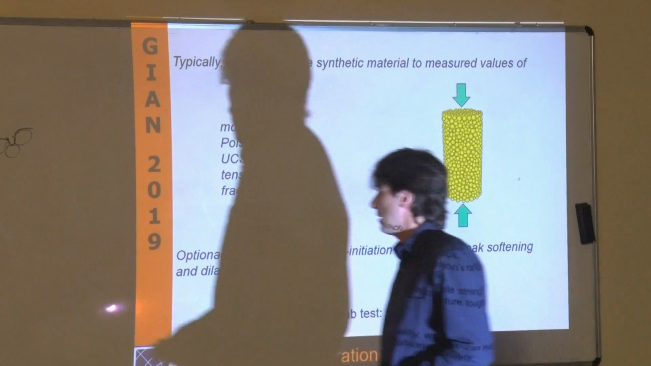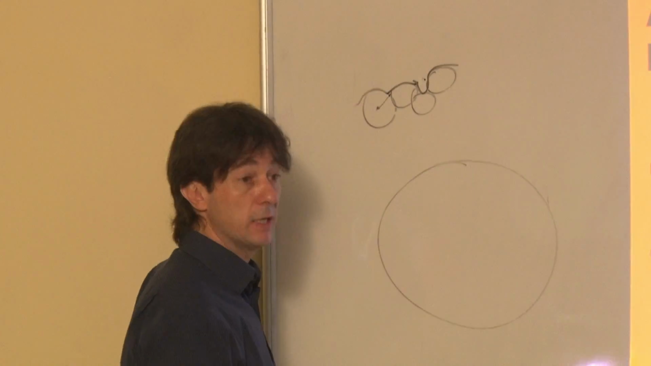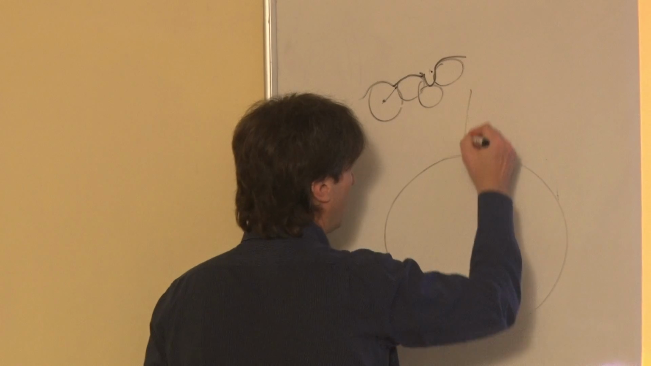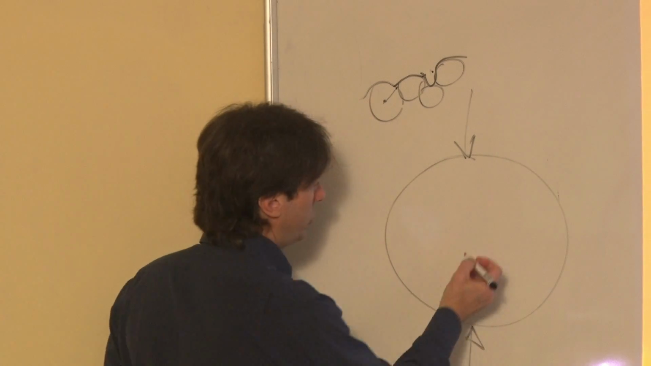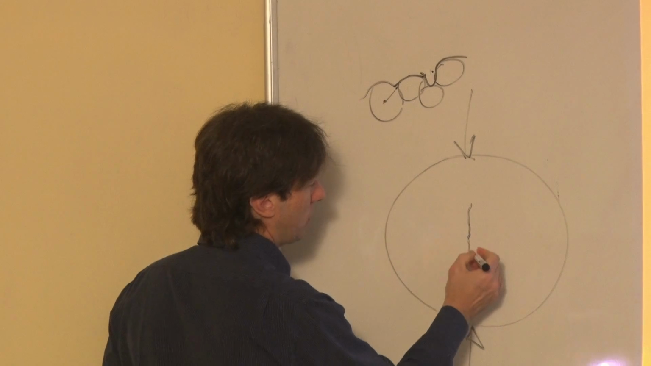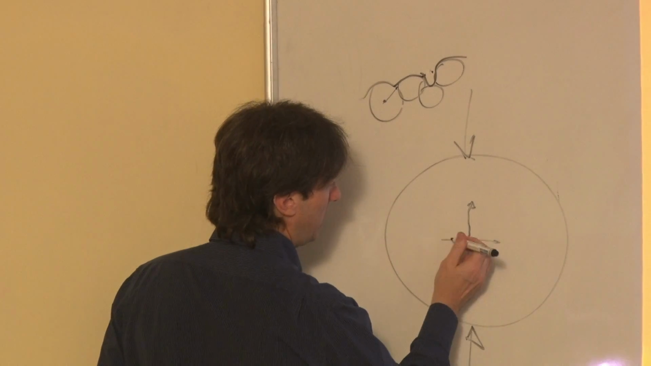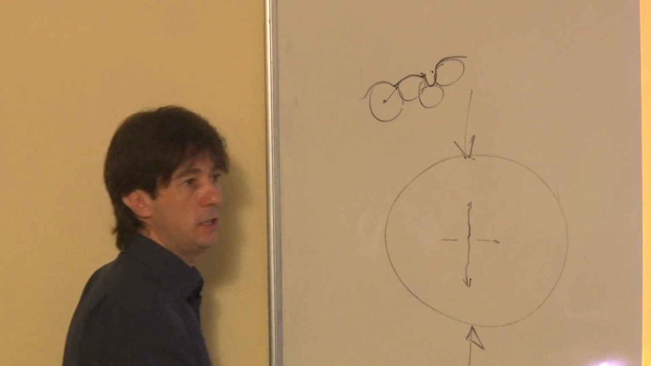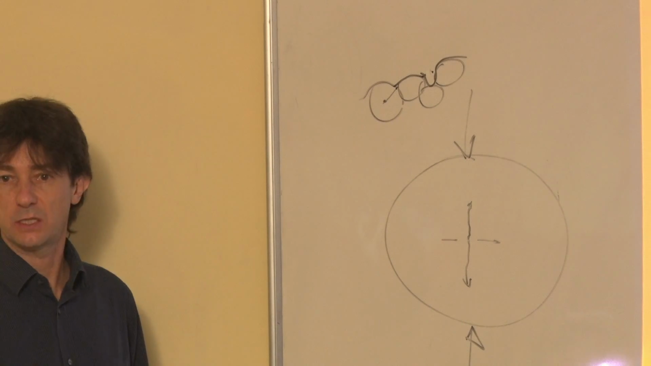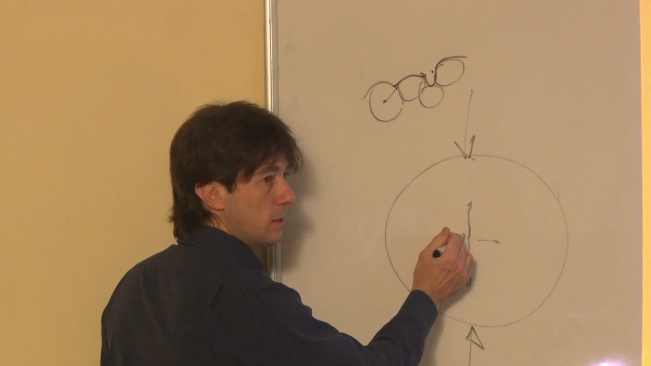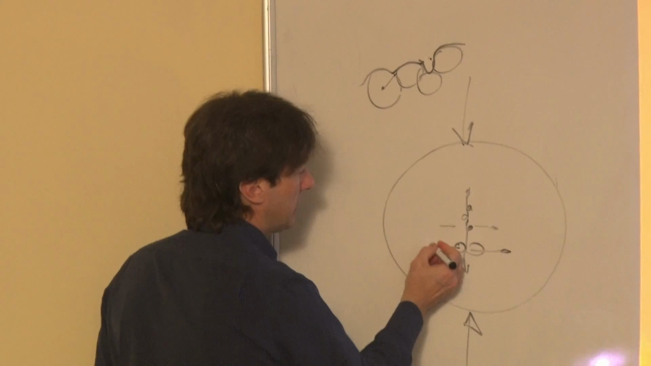Can I give you one single example? One of the tests we are running is a Brazilian disc. So you are loading your disc diametrically, and you should have your fracture that starts from the middle and develops. So it opens in that way and develops along the vertical axis, the loading axis. That is how the Brazilian disc fails. And these bonds between your particles should fail in tension.